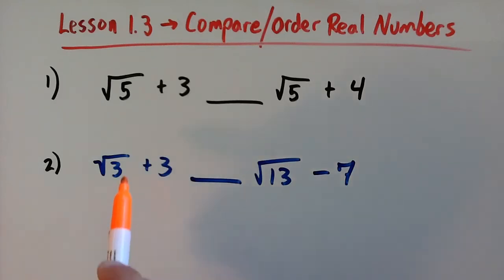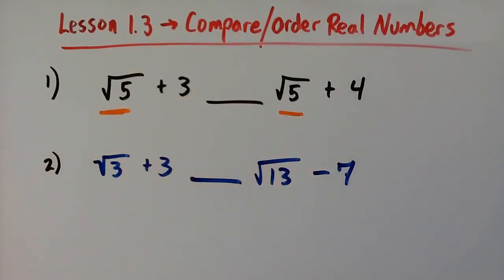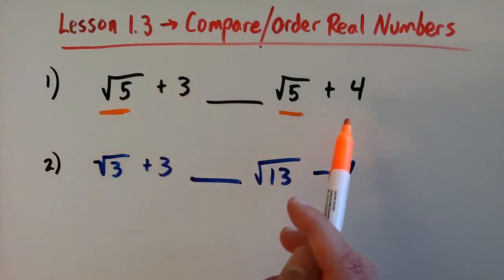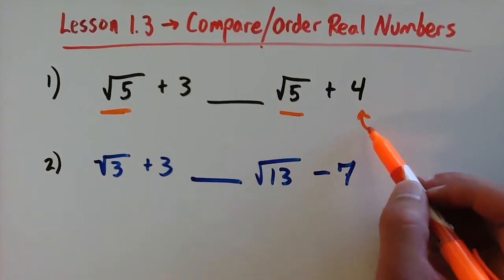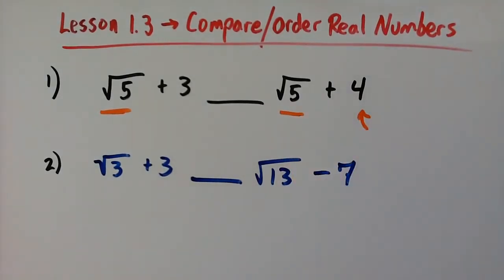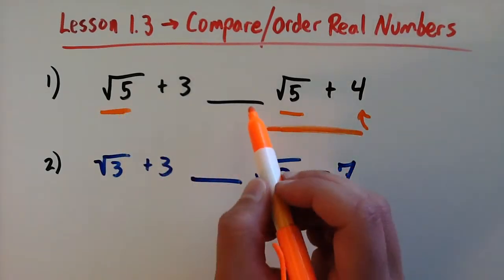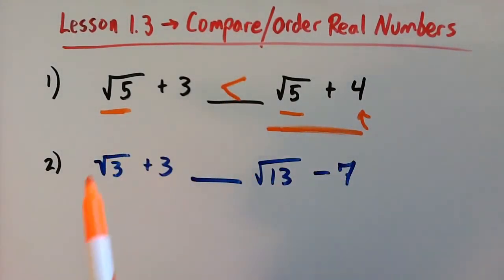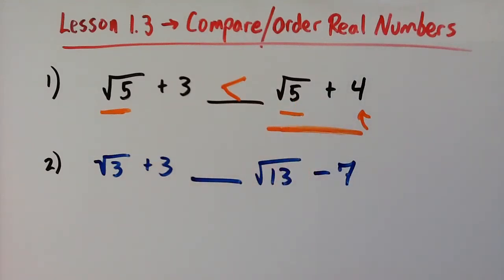So as you can see here, we're starting with the square root of 5 on both sides. On this side we're adding 3, and on this side we're adding 4. So we're adding more on this side. And if we add more to the same number, well, this side is going to be greater than this side. So we would say square root of 5 plus 3 is less than the square root of 5 plus 4.